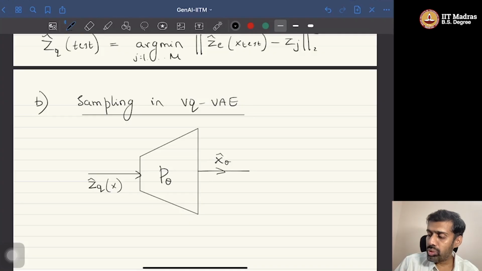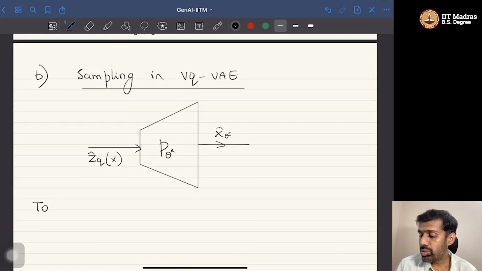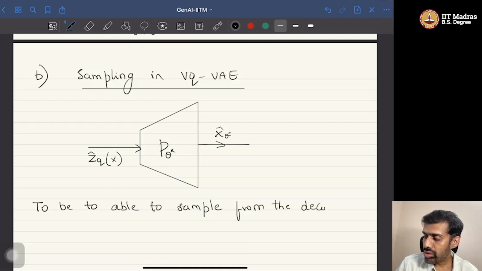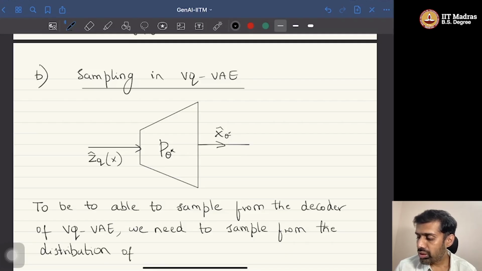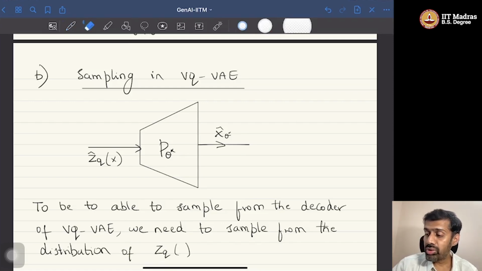Now, to be able to generate a data point, let me write that down. To be able to sample from the decoder of the VQ-VAE, we need to first sample from the distribution of z_q. Only if we know how to sample from the distribution of z_q can we take that as an input, give it to the decoder of the VQ-VAE, and generate.